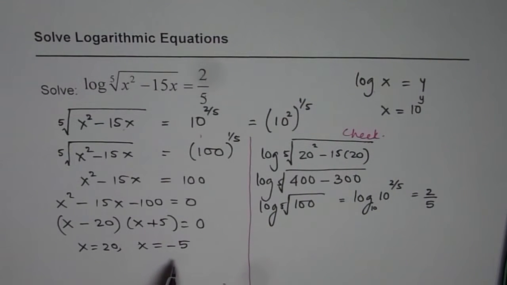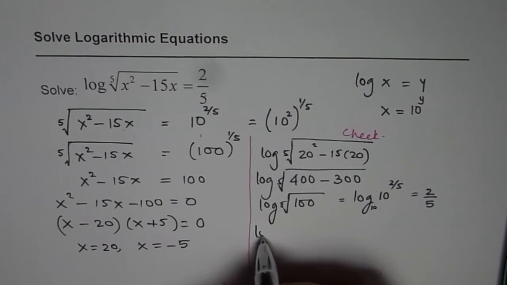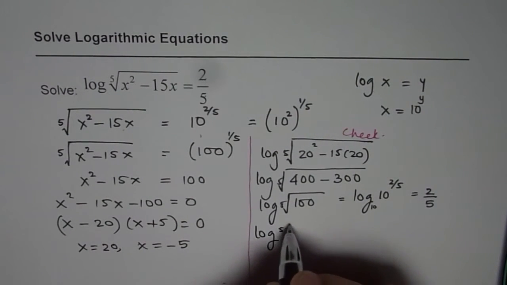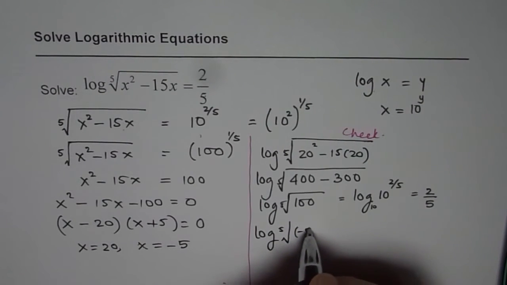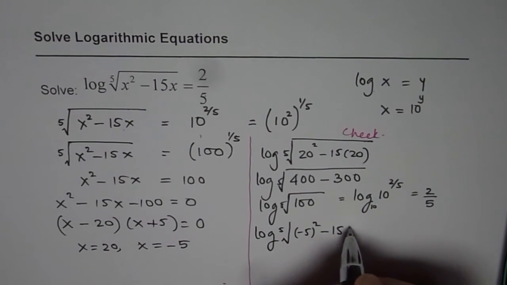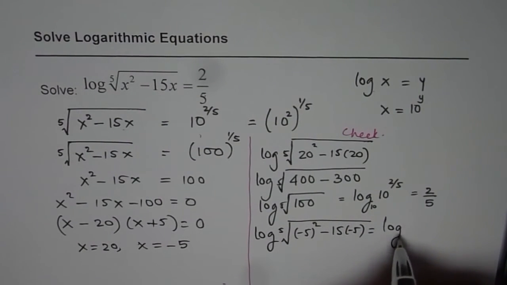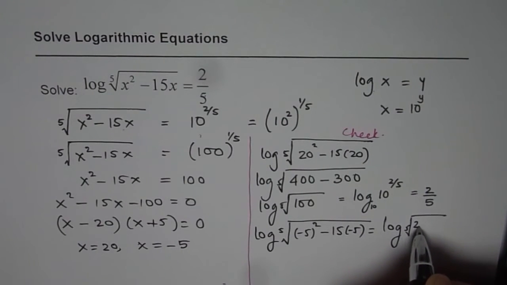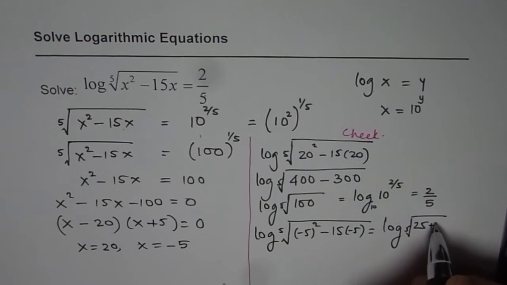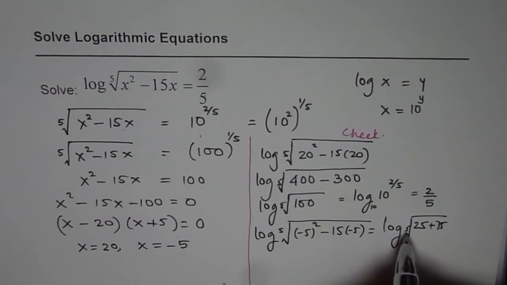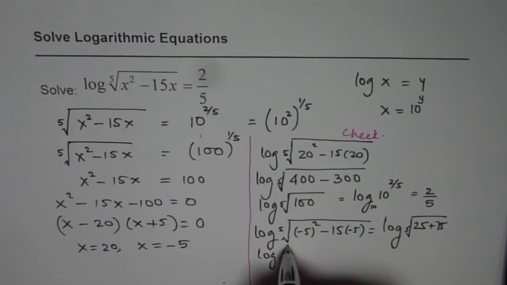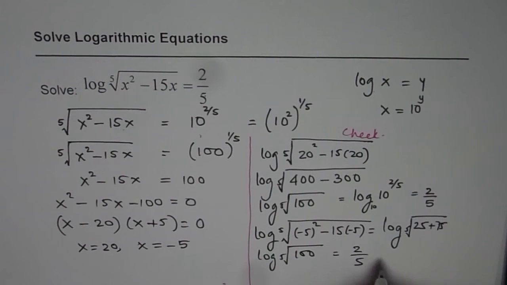Similarly, we can now substitute minus 5 and check. So we have log of the fifth root of minus 5 squared minus 15 times minus 5. That gives us log of the fifth root of 25, and minus minus becomes plus. 5 times 15 is 75. So we again get the same thing, log of the fifth root of 100, which we know is 2 over 5, correct? So we get exactly the same answer.